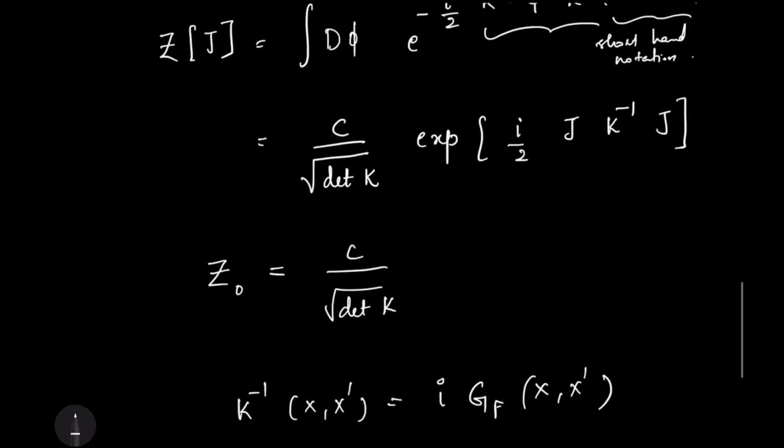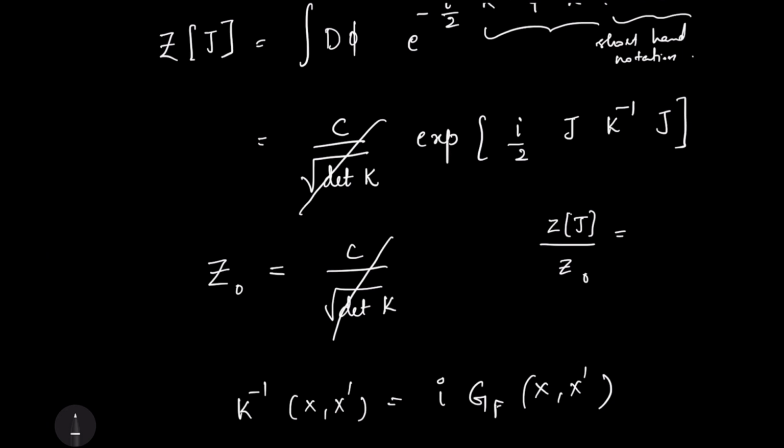And Z of J divided by Z naught, so this will get cancelled and we have e raised to i by 2 J, then K inverse is i G_F. I can substitute i G_F, and i and one more i will be i squared, which is minus 1, so minus 1 by 2 J G_F J.